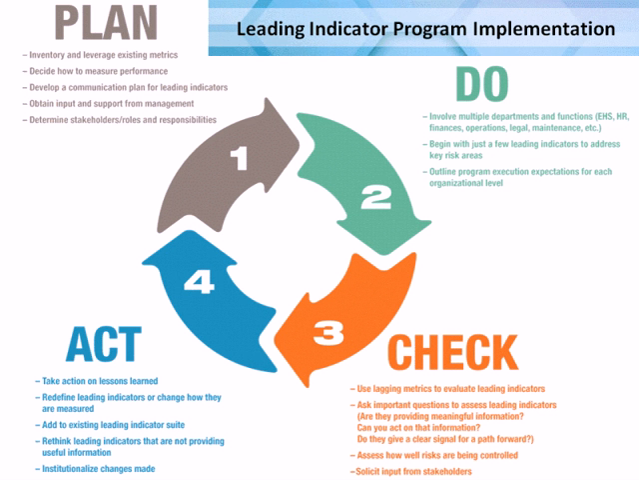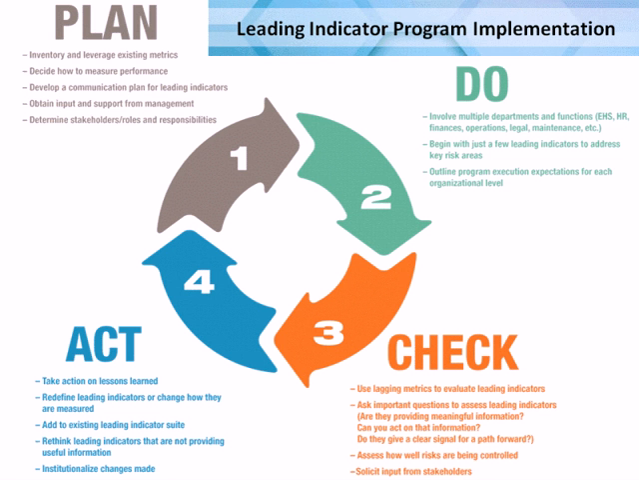In the do stage, you'll see other tips that I mentioned, such as involving multiple departments and functions, and also starting simply with a few leading indicators that will address those key risk areas that you might have. And in the check stage, you'll see those questions to ask yourself about leading indicators. Are they measurable? Are they providing meaningful information that you can act upon? This is the stage where you would also correlate against lagging indicators to determine how well your risks are being controlled.